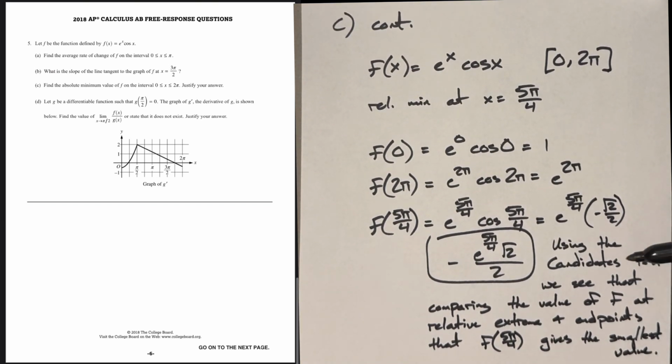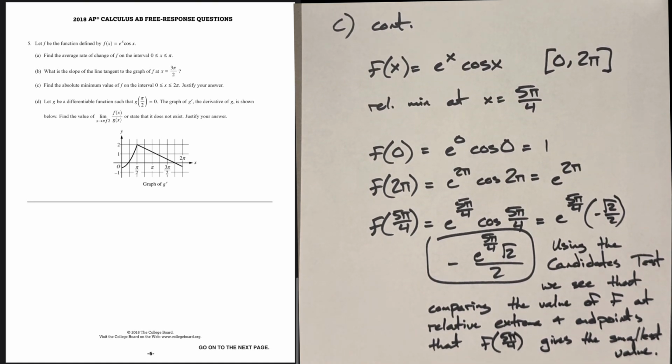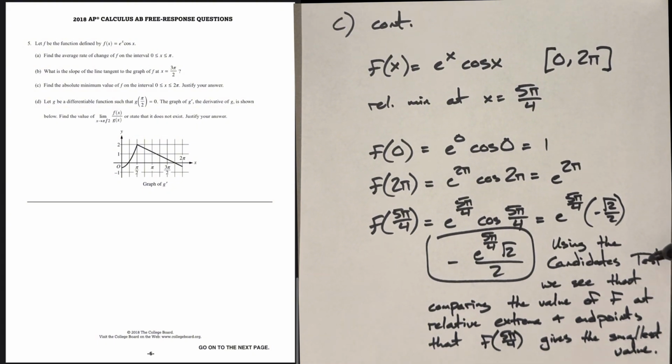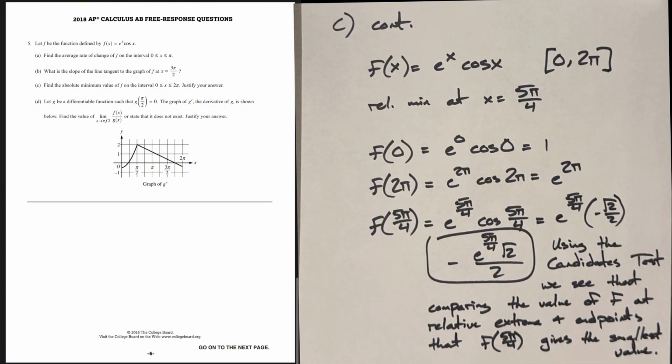You could probably just say, using the candidates test, it was determined that f of 5 pi over 4 was the smallest of the candidates. And that would probably be enough, but if you can write more, why not write more? But definitely say candidates test. That's what the AP is looking for, right? That you know your verbiage, know your vocab. But part C, tough part, long-winded, a lot of steps.